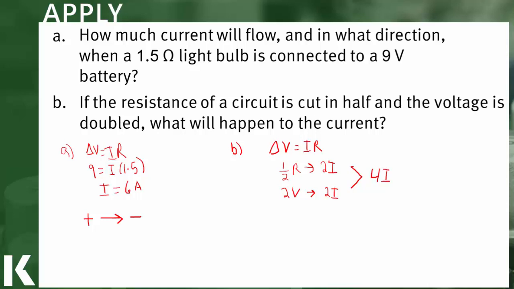So by cutting the resistance in half, you're making it easier to flow. By doubling the voltage, you're pushing harder. Both of those things together will increase the current by a total factor of 4. In a later lesson, we'll see how to apply Ohm's law to a full circuit in various places. But the key takeaway here is you can always relate current, voltage, and resistance using delta V equals IR.